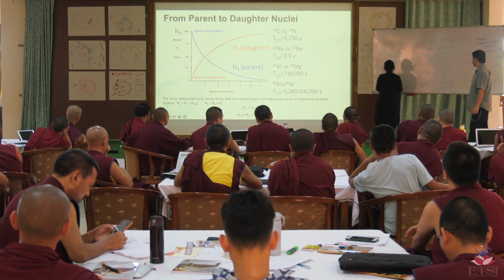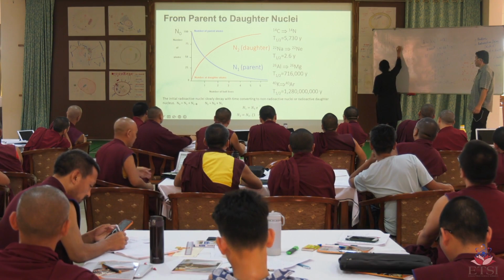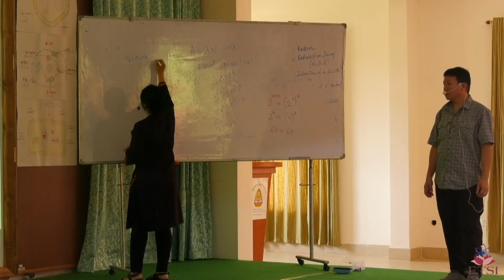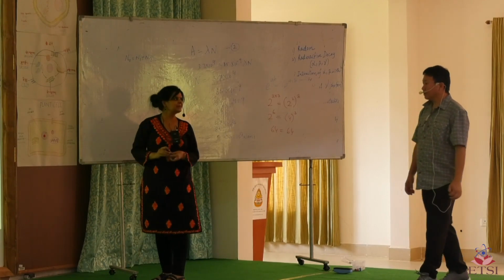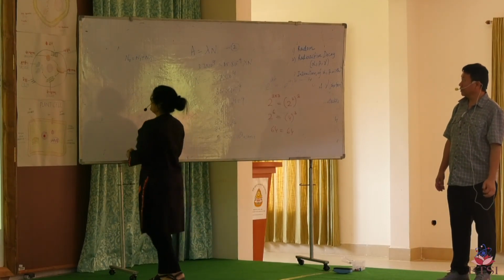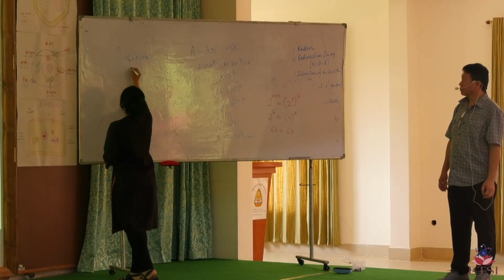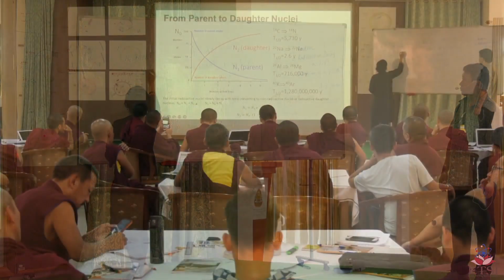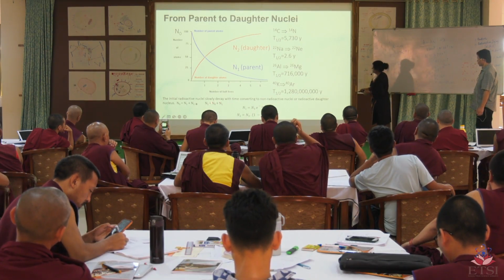So N0 is N1 plus N2. Minus? Sorry? Minus? Yeah, N2. Yes, you're right. Yeah, I have a mistake. N0 is N1 plus N2. So N2 will be N0 minus N1. I have a typo here. It should be minus.